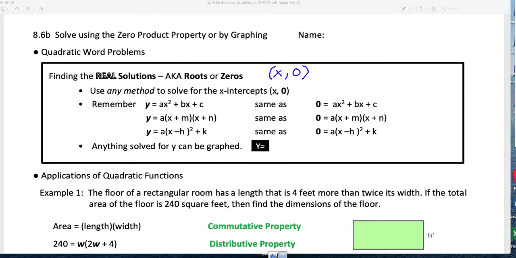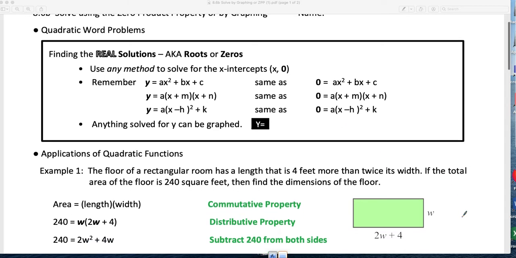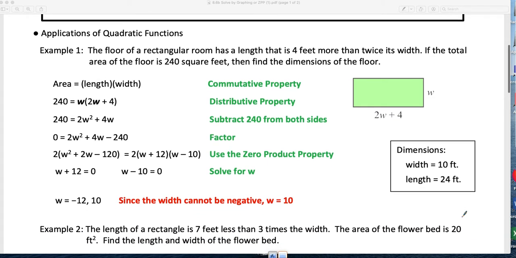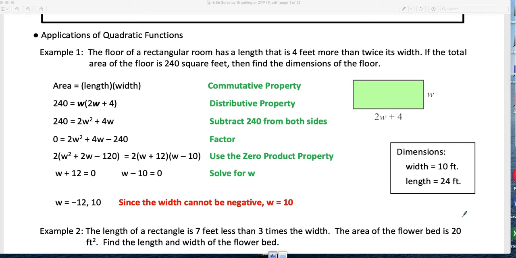All right, here's my first example. There are 3 examples. It's a pretty short lesson, pretty painless. So let's go ahead and get rid of this. And example 1. They're all rectangles. Some of them are more interesting than others, but so be it. The floor of a rectangular room has a length that is 4 feet more than twice its width. If the total area of the floor is 240 square feet, then find the dimensions of the floor.